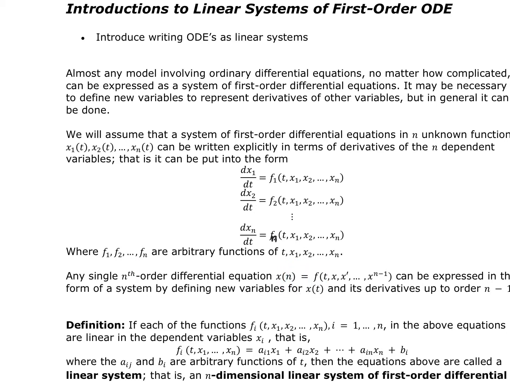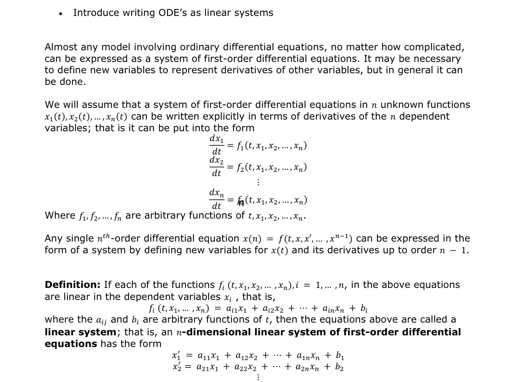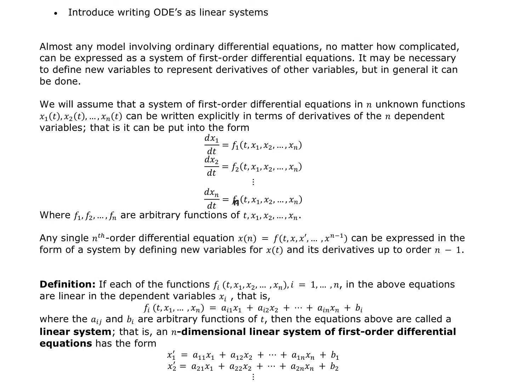Any single nth order differential equation, the nth derivative of x equal to f of t, x, x prime, all the way to the n minus 1 derivative, can be expressed in the form of a single system by defining new variables x of t and its derivatives up to the order of n minus 1. Let's give you some definitions.